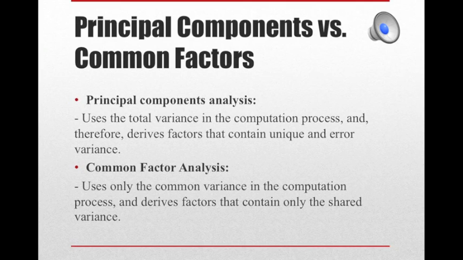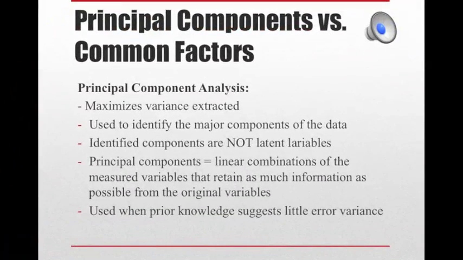We already know that factor analysis is an investigation of relationships among variables and tries to determine the extent to which these variables vary in the same way. Principal component analysis uses the total variance of the variables in the computation process, whereas common factor analysis uses only the shared or the common variance for computation. Principal component analysis has the advantage of maximizing the variance extracted. This procedure is used mostly for measurement or data reduction purposes and when prior knowledge suggests very little error variance.